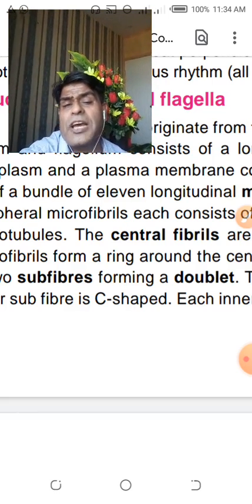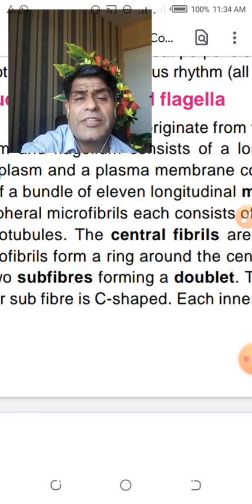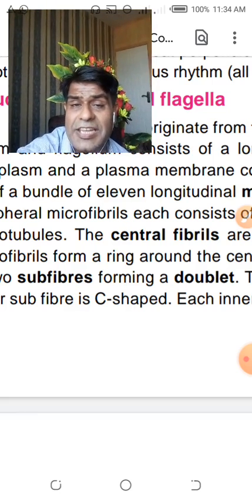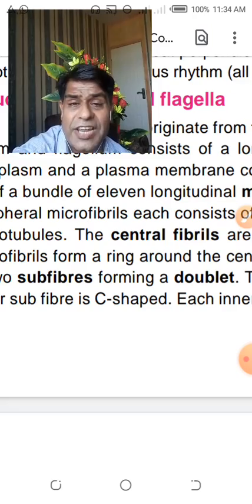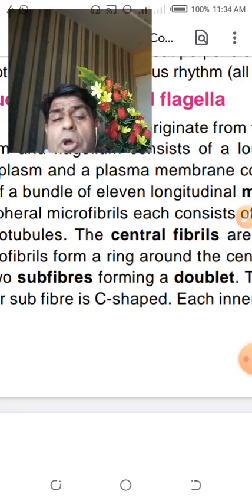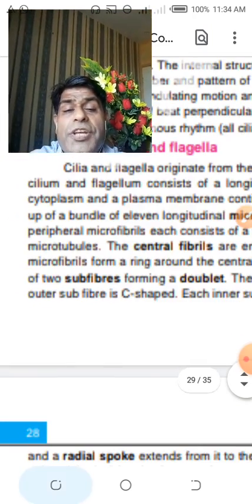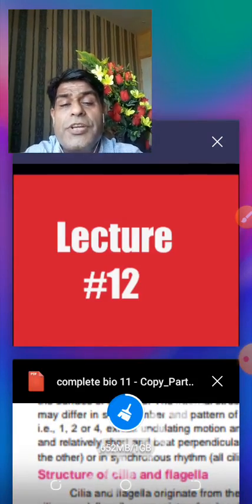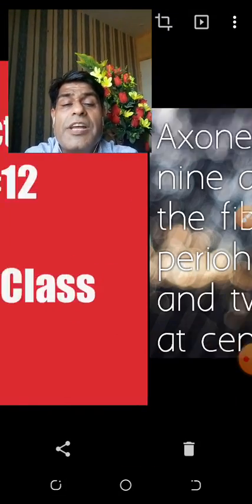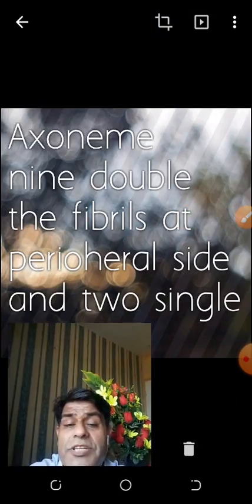One protein I will name which is not written in the book, and that protein is Nexin, N-E-X-I-N. Nexin is the protein which is present in the cilium to protect.